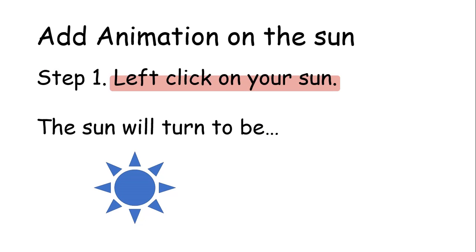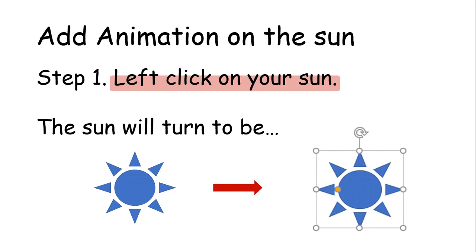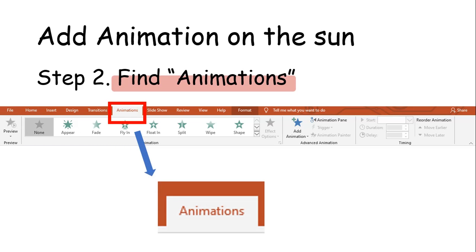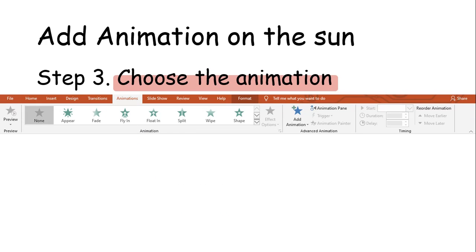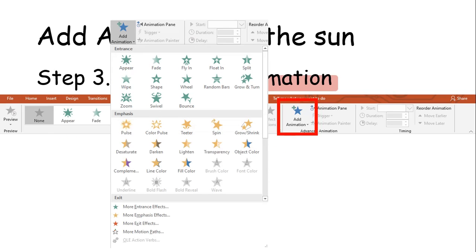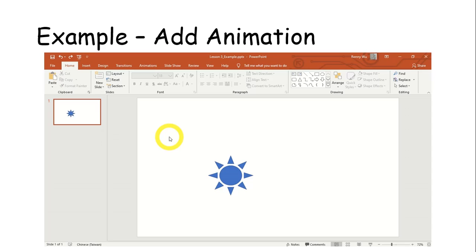After inserting shape, you need to add animation on it. Step 1 is to left-click on it, and it will be rounded by a rectangle. Step 2 is to find animations from the toolbar. Step 3 is to choose the animation you want. If you left-click on the arrow, you will see more animations. You also can left-click on animation to choose what animation you want to add. Let's watch the simple video.